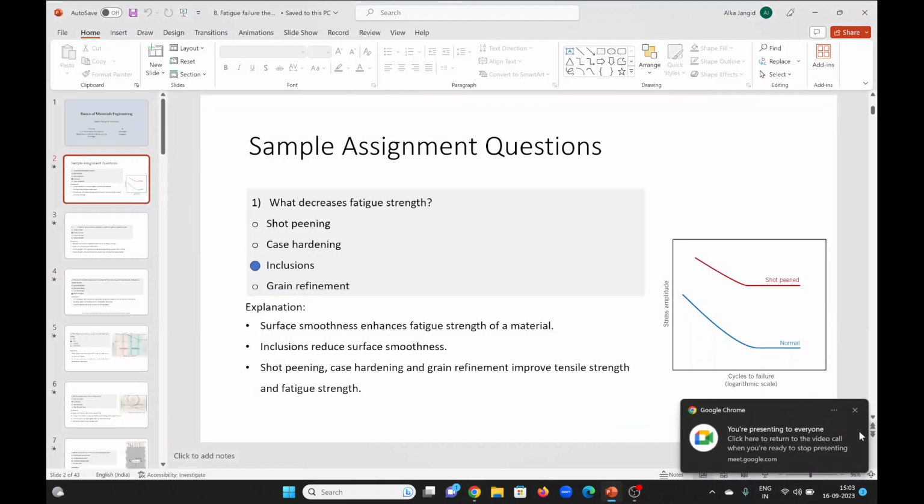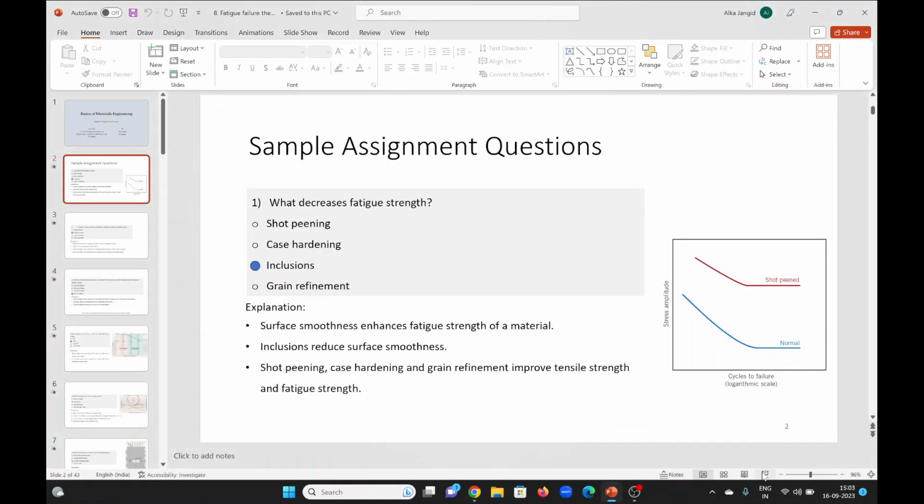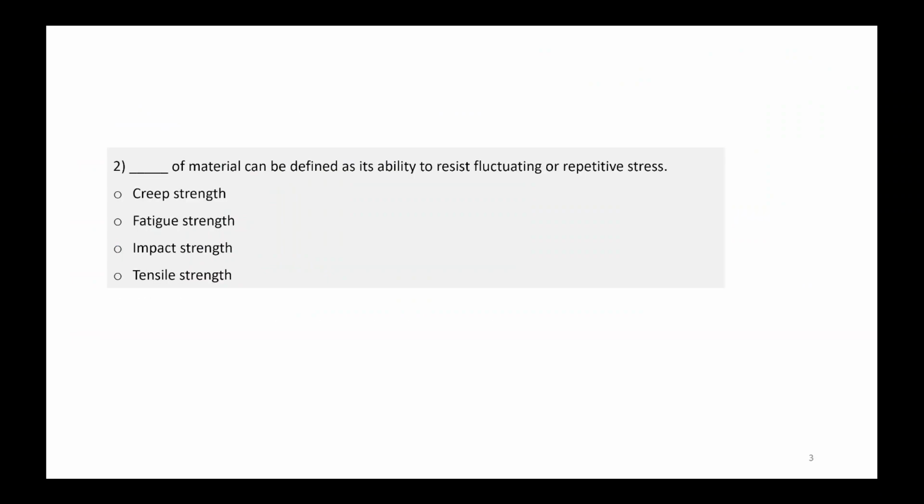Okay, next question. Next question is, blank of material can be defined as its ability to resist fluctuating or repetitive stress. So your options are creep strength, fatigue strength, impact strength, or tensile strength. Your answer will be fatigue strength.